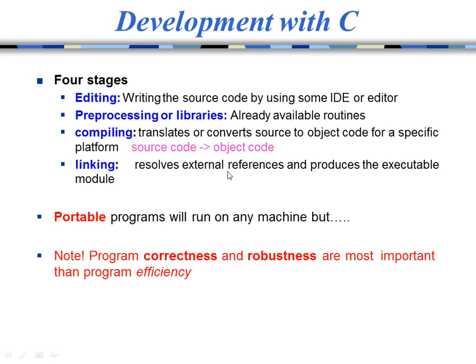External references means like we can use libraries. If you need input or output, we use linking. Then we use different libraries to connect that code and produce the executable module, the executable file. Portable programs will run on any machine, but note that program correctness and robustness are more important than program efficiency.